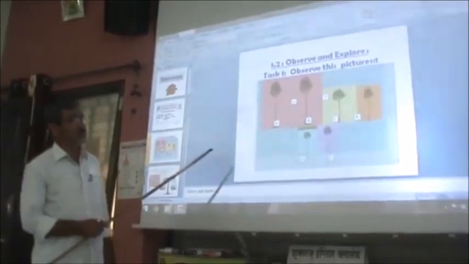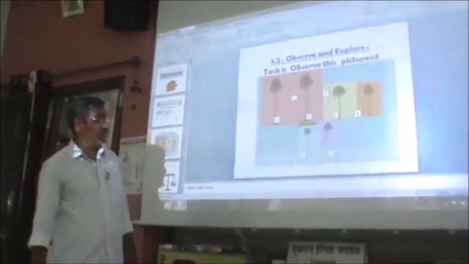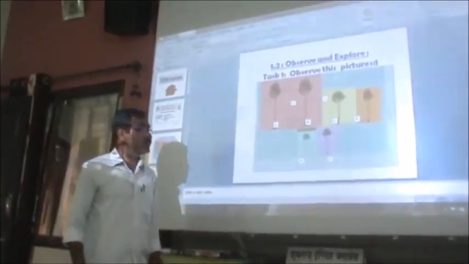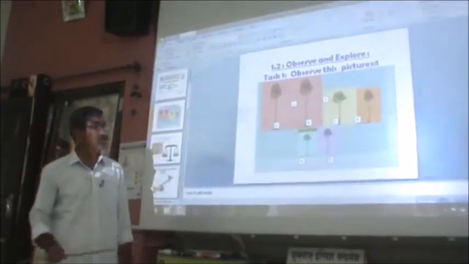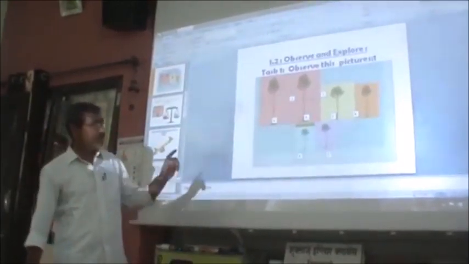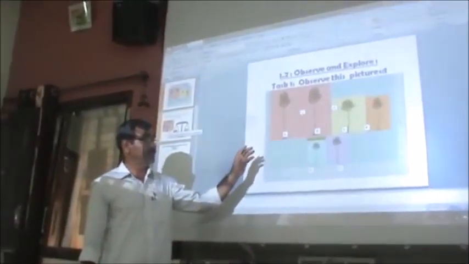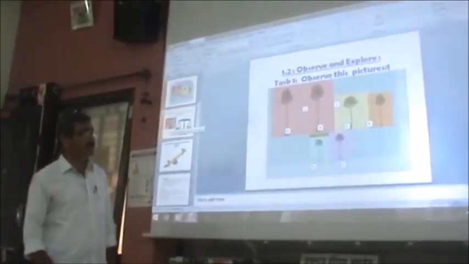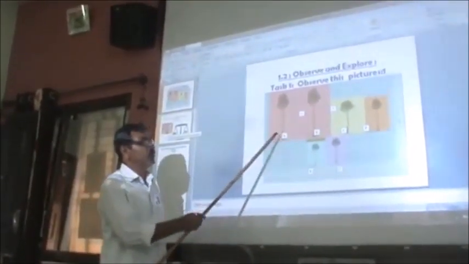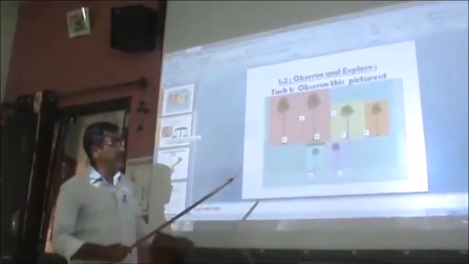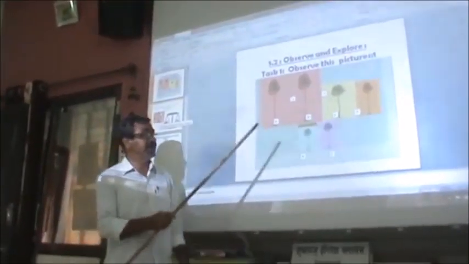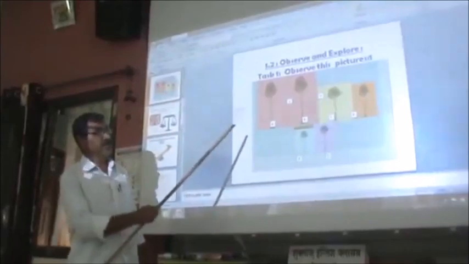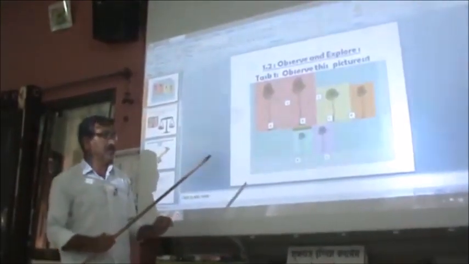Now, our first step is observe and explore. In the first picture, there are two trees, A and B. We will ask the students to compare the height of the trees to know the concept of linear equation. Clearly, the student will say that the height of both the trees is the same. We will consider the height of the first tree as x and the height of the second tree as y. Then the student will say that x is equal to y. In the first picture, the height is the same.